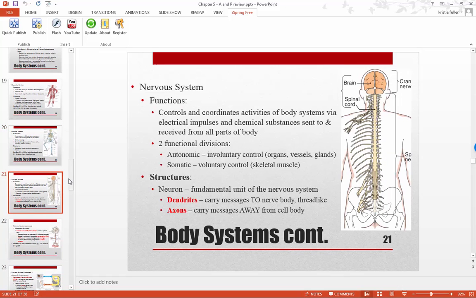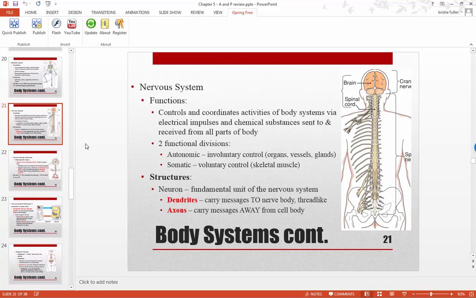All right, so the nervous system is next, and you don't need to know all of these little terms, but you do need to know the basic functions. You need to know the structures, the basic structures. You have the neuron, which is the fundamental unit.